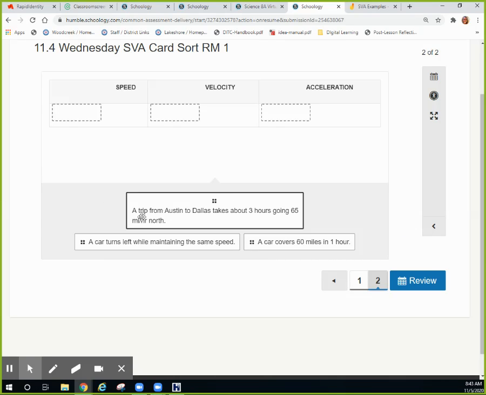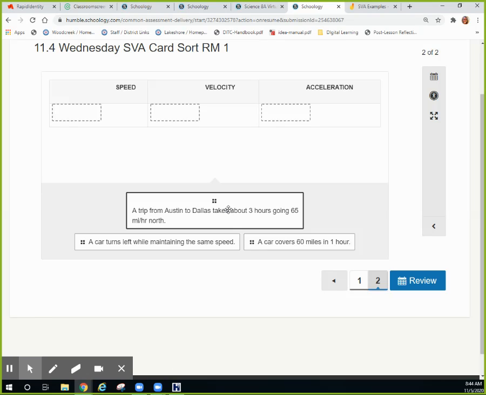All right, so this first example says a trip from Austin to Dallas takes 3 hours going 65 miles per hour north. So there's a lot of information here. I want you guys to think about, for example, if they didn't say the word north, they just said from Austin to Dallas. Could you look at a map and tell me what direction it was if you know where they're starting and where they're going? Could you look at a map and tell me the direction?